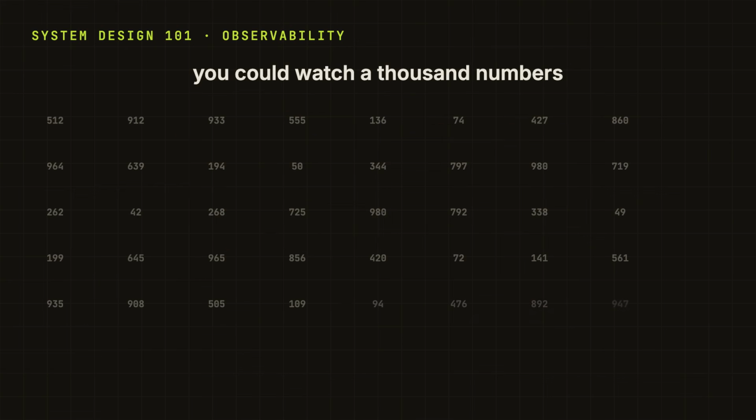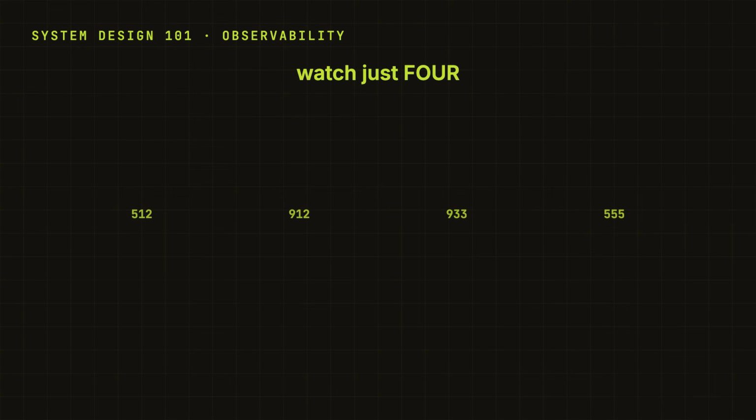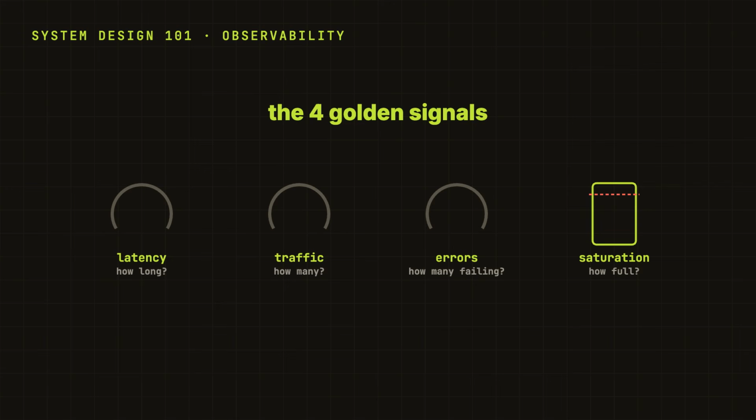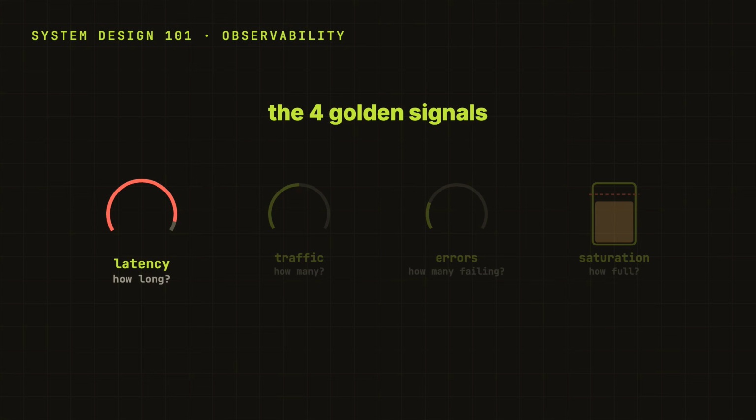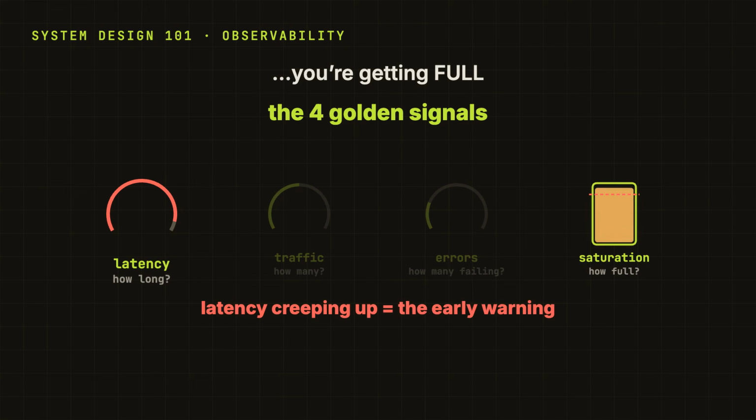Now, you could measure 1,000 different numbers and drown. So, here is a genuinely useful shortcut from the folks at Google who run this stuff at massive scale. For any service your users touch, if you watch just 4 numbers, you will catch almost everything. They call them the 4 golden signals. 1. Latency. How long are requests taking? 2. Traffic. How many are coming in? 3. Errors. How many are failing? And 4. Saturation. How full are you? How close to your limit? Latency, traffic, errors, saturation. And notice the first one, latency creeping up, is very often the early warning that you are getting overloaded, which is exactly the question we ended up on last time.